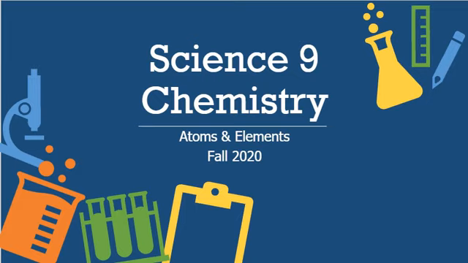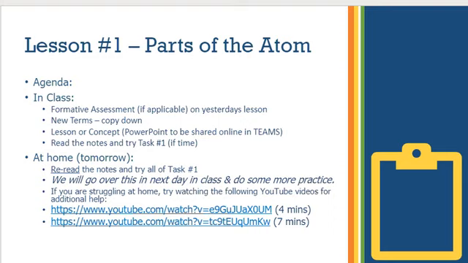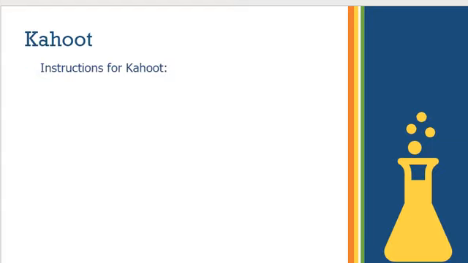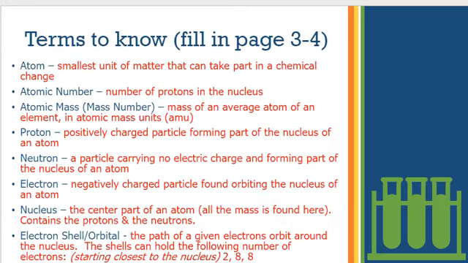This is the first day in our chemistry unit, and this year we're going to study atoms and elements. The first lesson that we're going to talk about is parts of the atom, and this is just a general outline. We may deviate from that, but it gives you a little bit of structure going forward. When you get to class, we're going to try to do some Kahoot games.